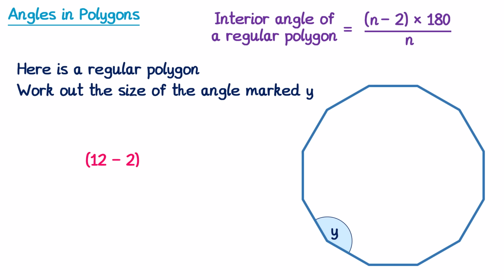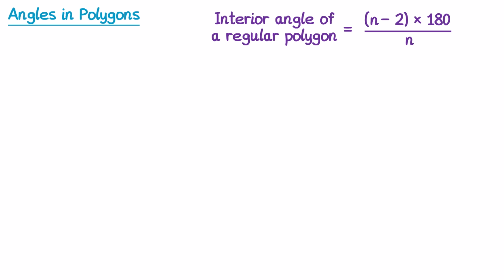So we're just going to replace the n in the formula with 12. So we have 12 subtract 2 multiplied by 180, which would normally give us the interior angle sum, but since we're trying to find just one of the angles, we divide this by how many angles there are, which is 12. If you type this into the calculator, you'll get 150 degrees. So the answer for y is 150 degrees.